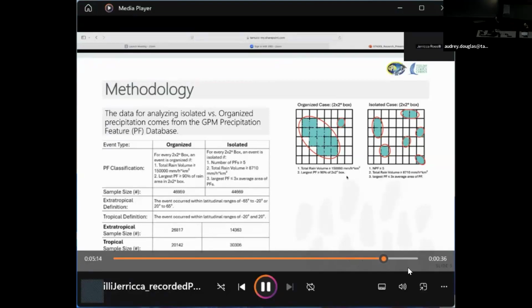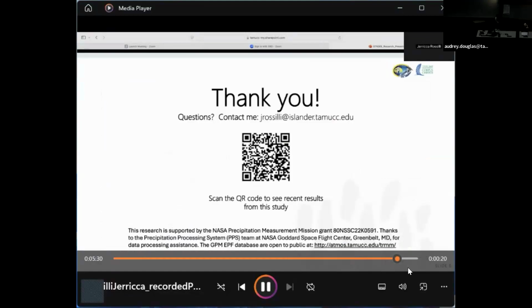I looked at these different types of systems in the tropics as well as the extratropics, and by classifying these events, I'm able to look at the differences in latent heating. In the previous figures you saw, I'm able to look at where and when they occur. So that's my methodology, and that's my research.